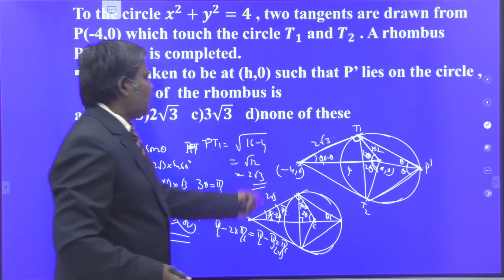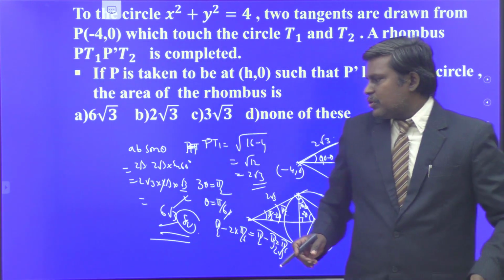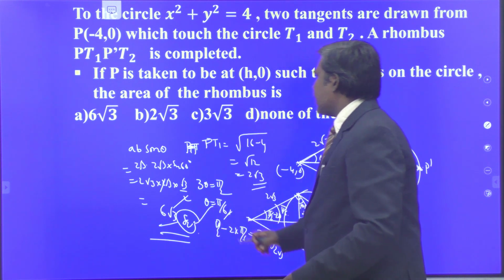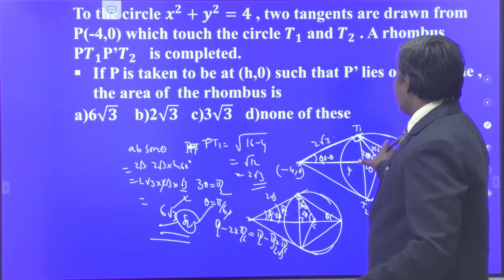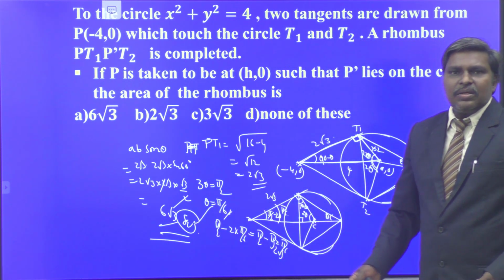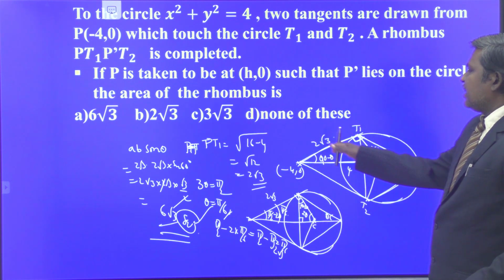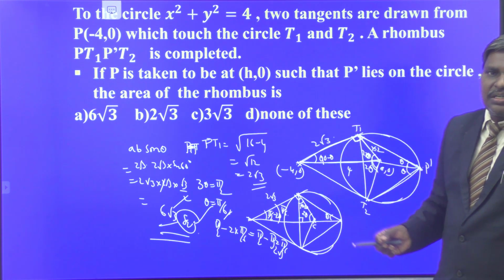In this manner, we can easily crack this one also. So the answer is what? 6 root 3 square units. So just by knowing the diagram itself, we can crack the problem. In this manner, we can write the areas as well as the circumcenter for these problems.